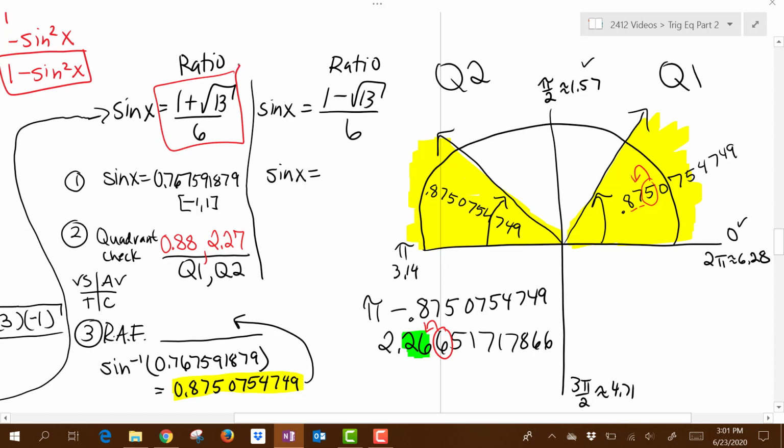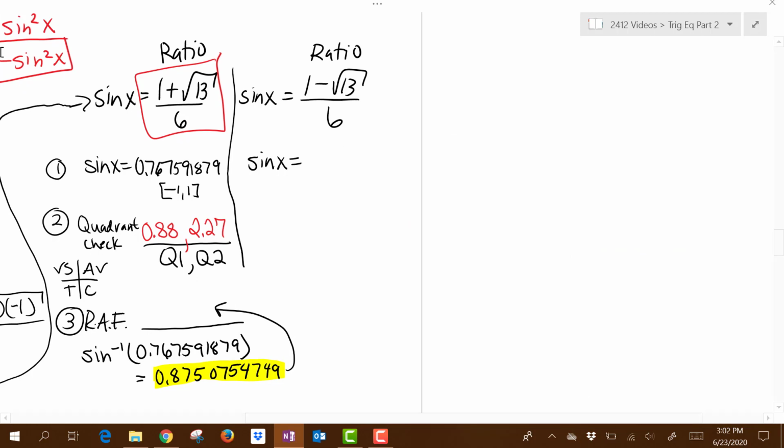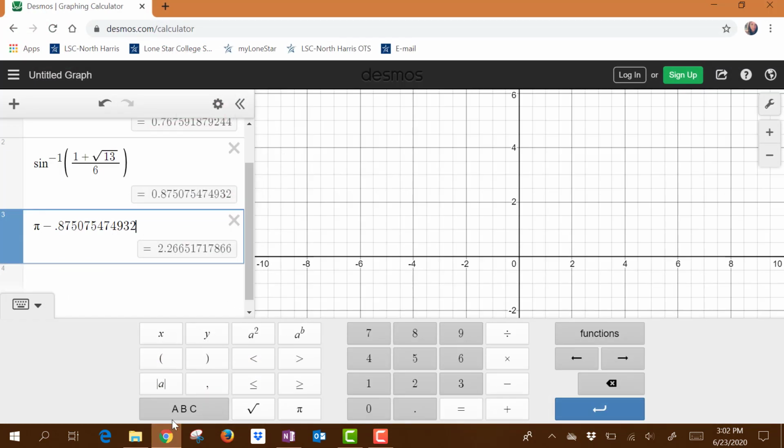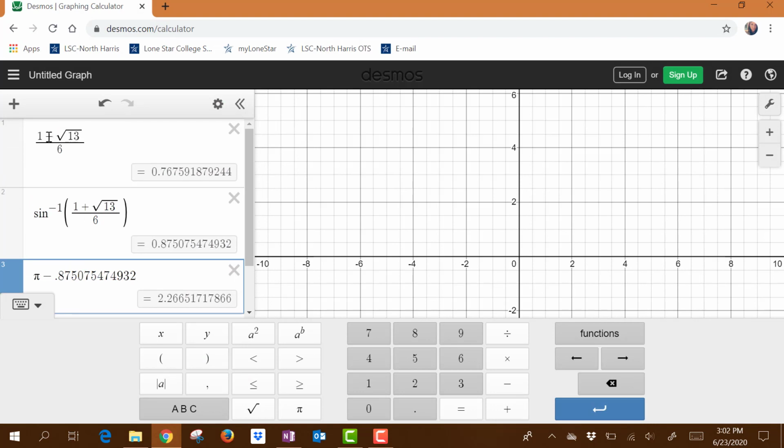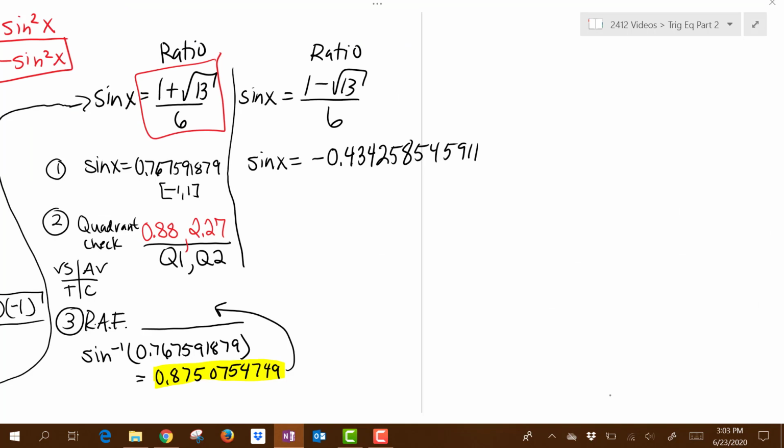The next thing we need to do is look at what we get from that second ratio, the 1 minus the square root of 13 divided by 6. Alright, so let's find the approximate value for that ratio in Desmos. Okay, so that would be 1 minus the square root of 13 divided by 6, so we get this negative value, negative 0.434 and so on. I'm going to copy that into our notes. Alright, so there's our approximate ratio.